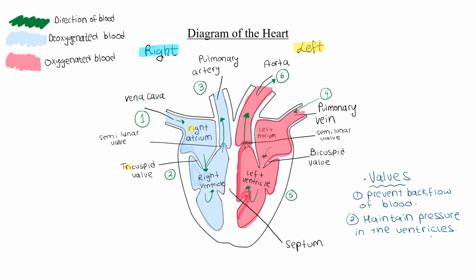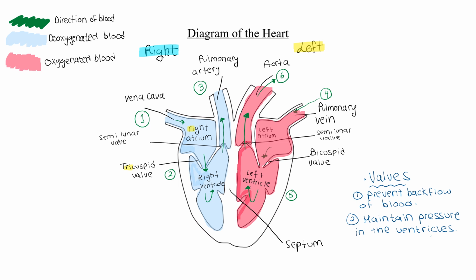Okay, so the first thing we have to talk about is the diagram of the heart. When you see a diagram of the heart on your exam paper, you must notice that the left side is actually the right side and the right side is actually the left side, because remember, this is meant to be a heart and it's 3D. So if you get confused, just pick up the paper and hold it up to your heart, then you will see which side is the right side and which side is the left side.